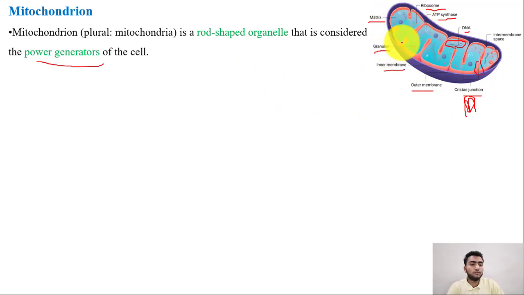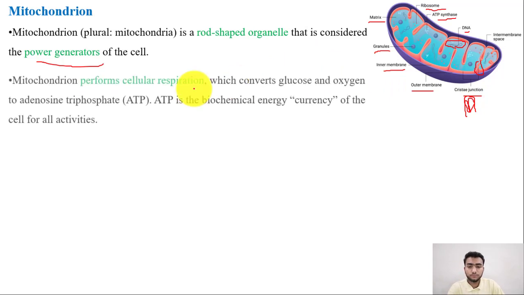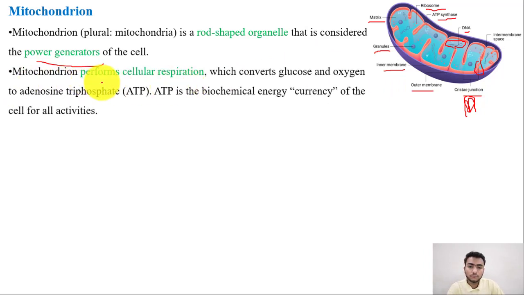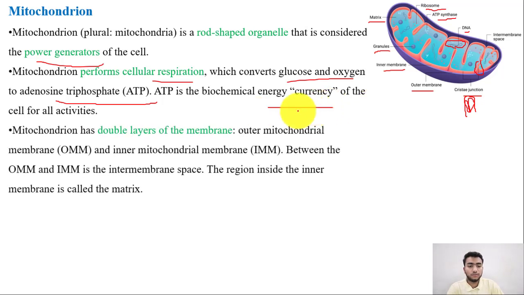The various foldings found on the mitochondria are the place of the electron transport chain, and that allows the generation of energy in a cell. Mitochondrion performs cellular respiration, which converts glucose and oxygen to adenosine triphosphate. So ATP is the energy currency within the cell. ATP is the form of energy that is required by every living organism to survive, and it's the currency in which the cellular functions proceed.